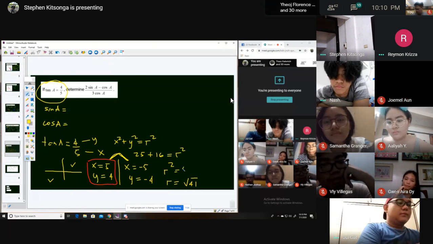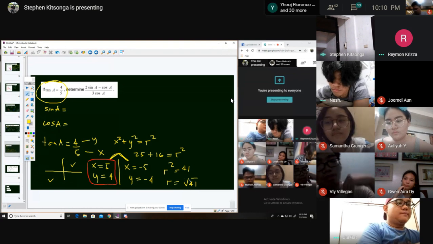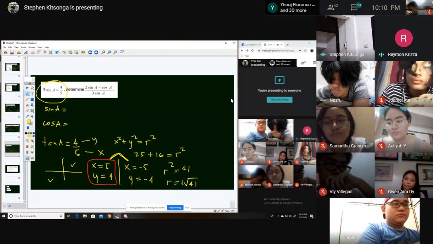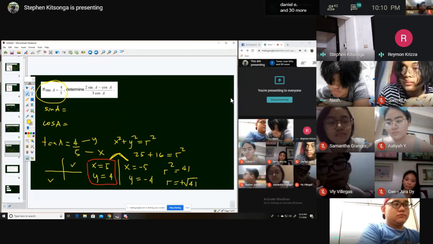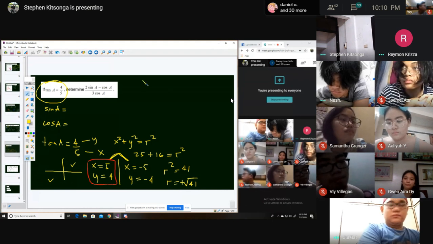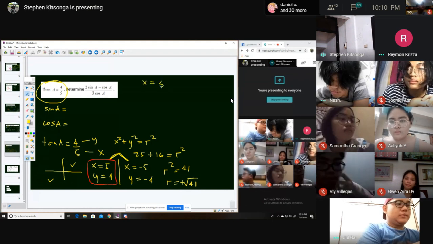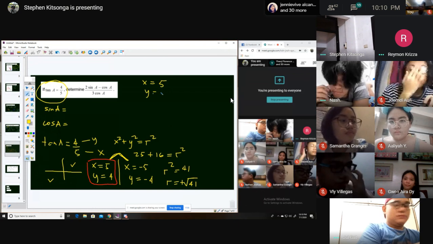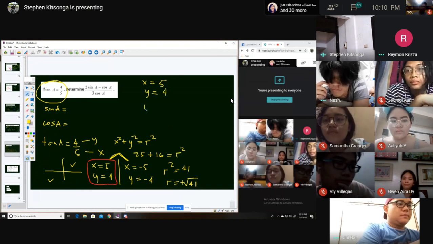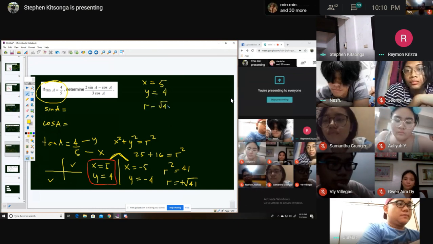R squared is 41. So when you get the square root, it's positive, because in the Cartesian plane it is positive. So the idea is you have x, which is 5, y, which is 4, and r, which is square root of 41.